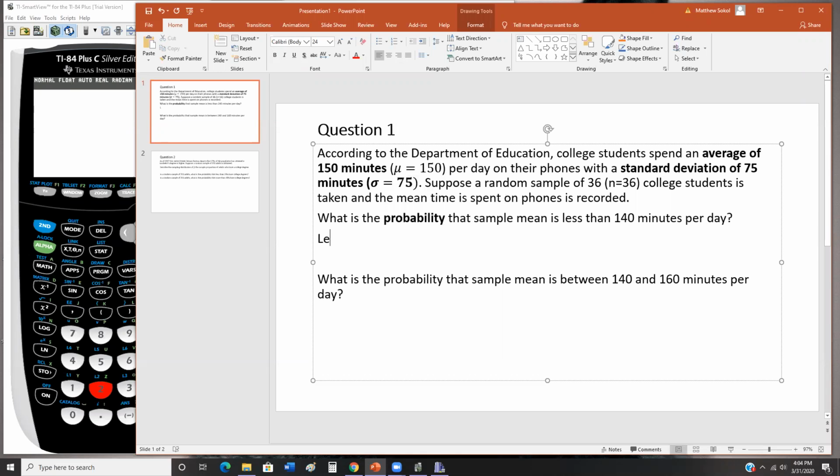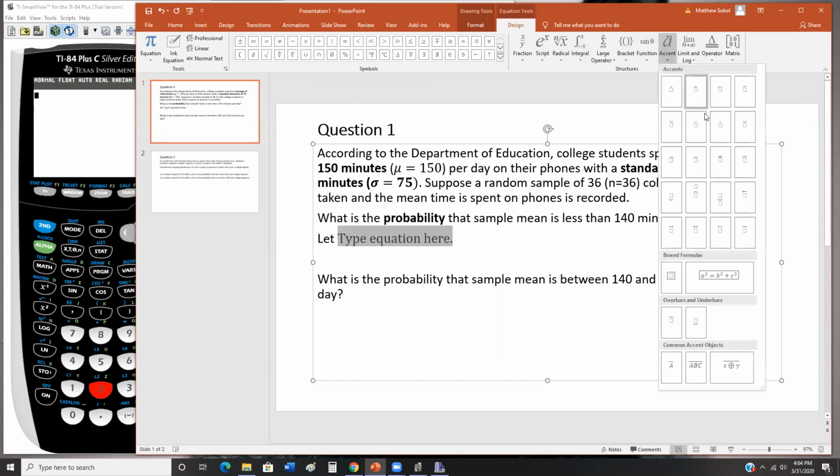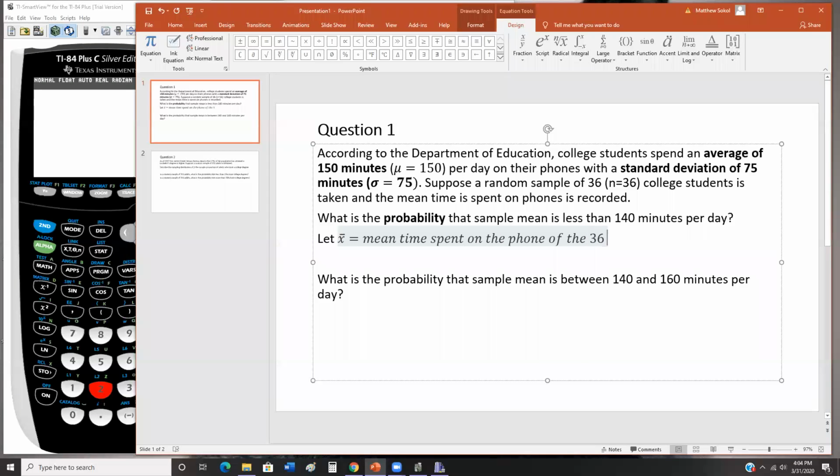Well, here's the first thing I'm going to do. I'm going to define a variable. So I'm going to let x bar be equal to the mean time spent on the phone of the 36 students.